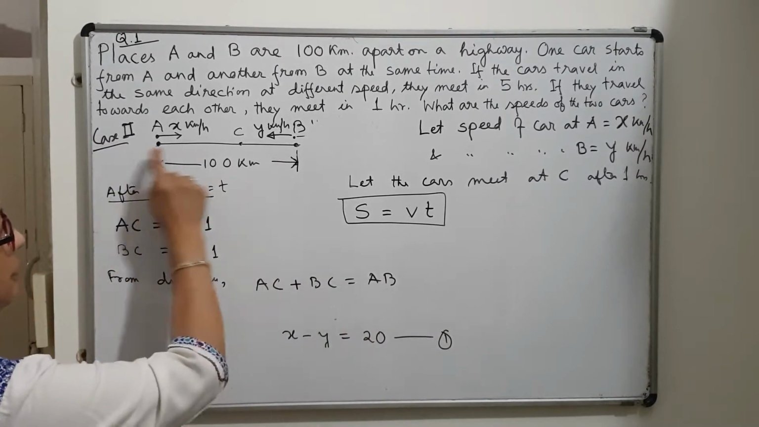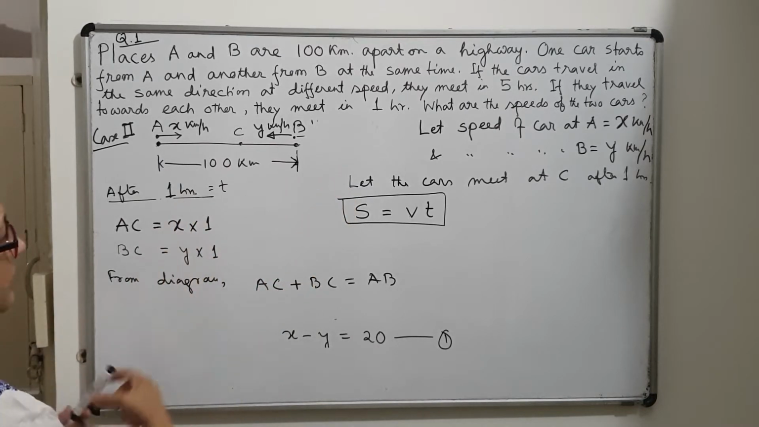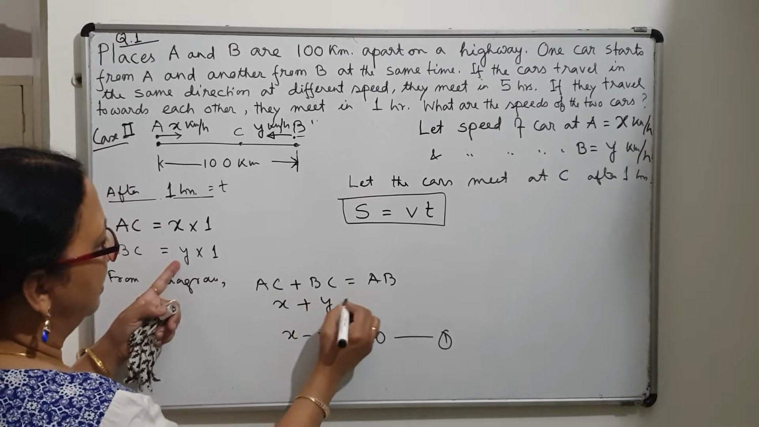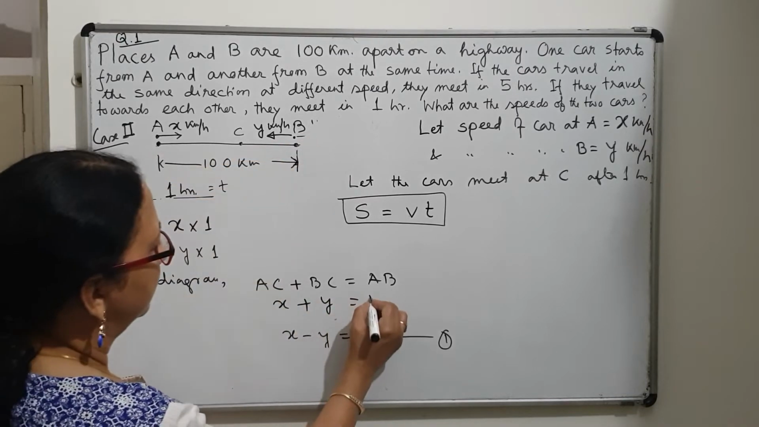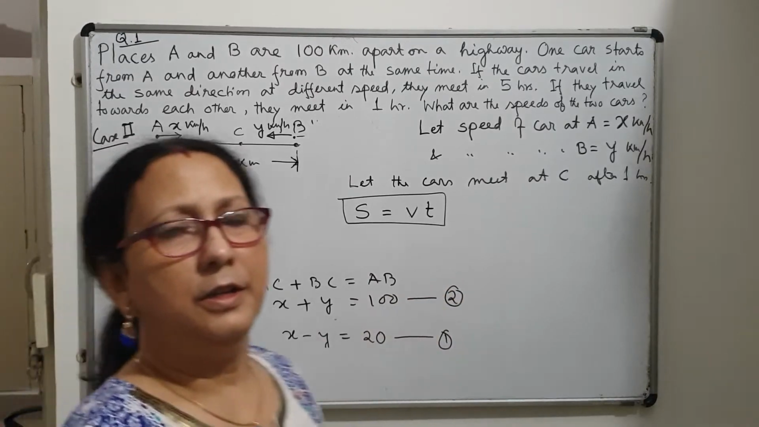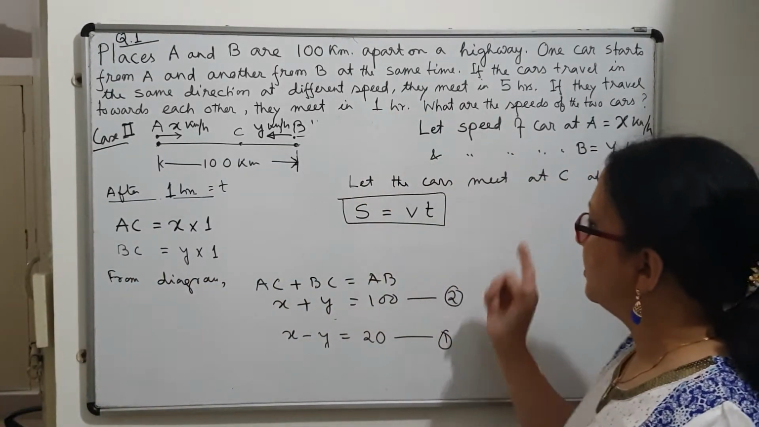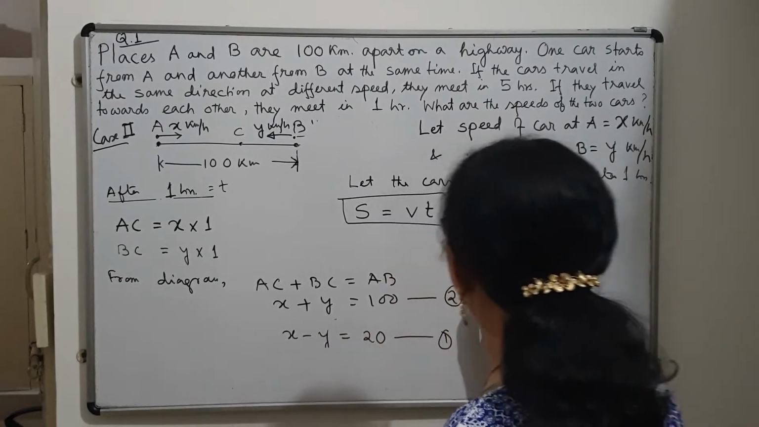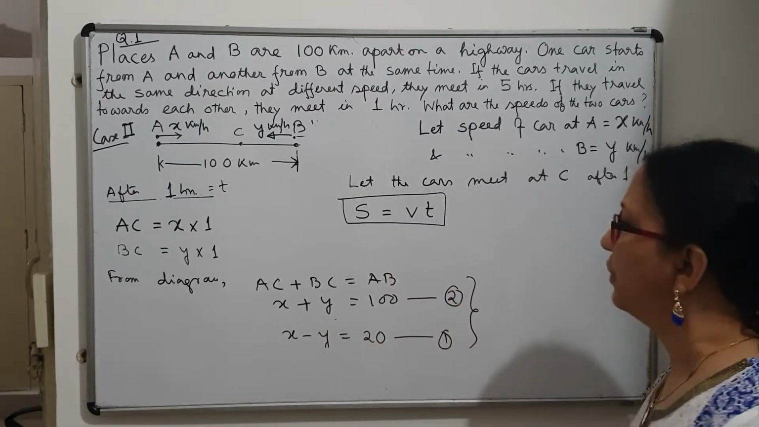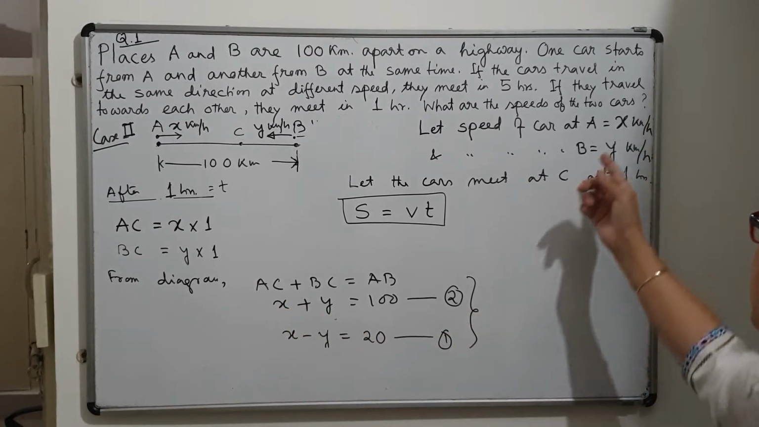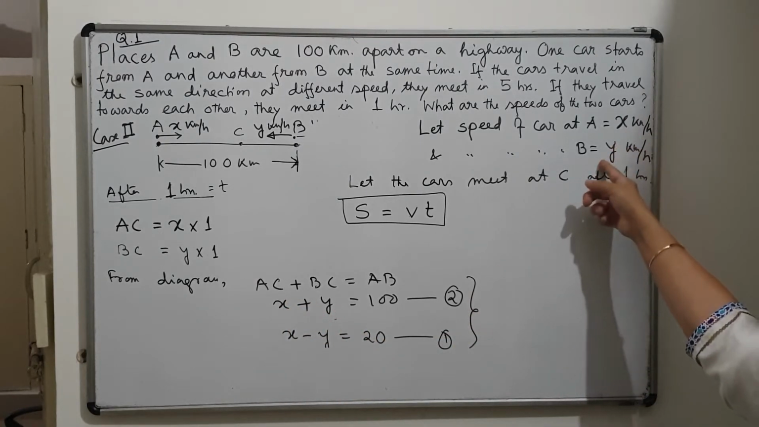AC plus BC is AB from the diagram. So AC is your x, plus BC is your y, and AB is 100. So I got the second equation. From two different situations, I am getting two linear equations in two variables. So I got a pair of linear equations in two variables, and it is very easy to solve to find the values of x and y which are asked.